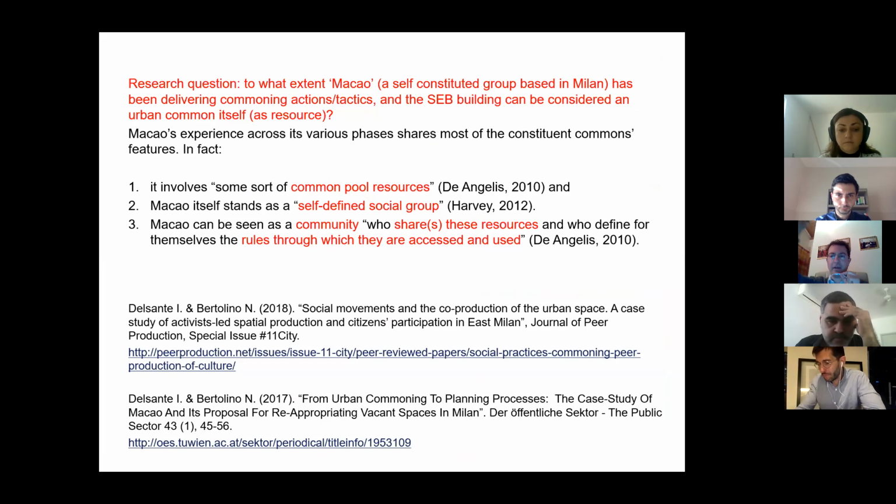From my literature review, I tend to define urban commons as the coincidence of at least three conditions. First, that you have some resources, a common pool of resources. Second, that these resources are accessed by a self-defined social group, a local community which can define itself. And third, that these resources are used according to specific rules, protocols or a governance, which may or may not be agreed with the local council.